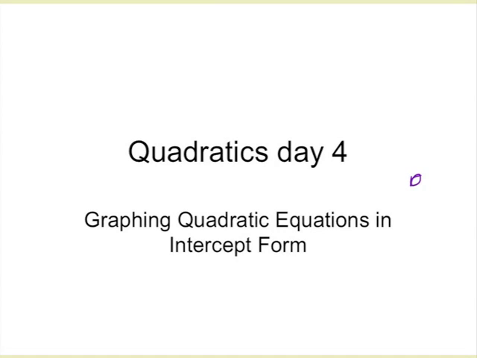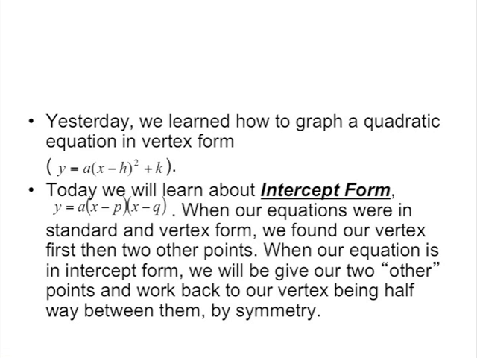Alright, today we're going to talk about our third form that quadratic equations can take. So far we've learned about standard form and the method of graphing if it's in standard form. Then yesterday we learned about vertex form and how in vertex form we find our vertex first and then a mirror point across. Today we're going to learn our last form, which is called intercept form.